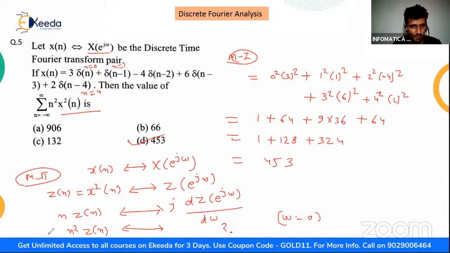Suppose we consider any yn, where n square zn is yn. In that case the transform will be y e to the power j omega, and your answer will be to put omega equal to 0, that is, y at e to the power j 0. This will be your answer, because the summation of yn from n equals minus infinity to infinity is y e to the power j omega, given by the central ordinate theorem, so you will again get the same answer.